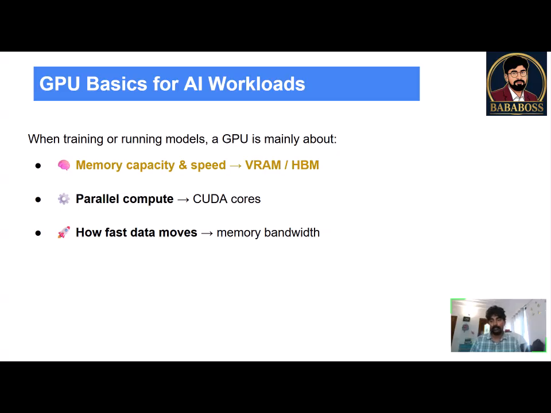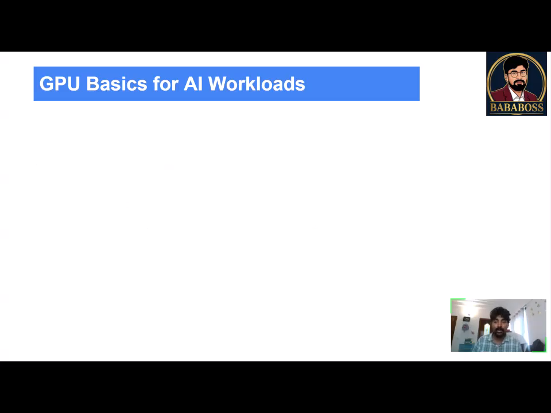In your training and inference, you need memory capacity and speed. For memory capacity and speed, you need VRAMs. For parallel computing, where you want to do distributed training and distributed inference, you need CUDA cores, and your data movement needs to be fast. For that you need higher memory bandwidth. So all these things, we especially need these kinds of GPU capability.